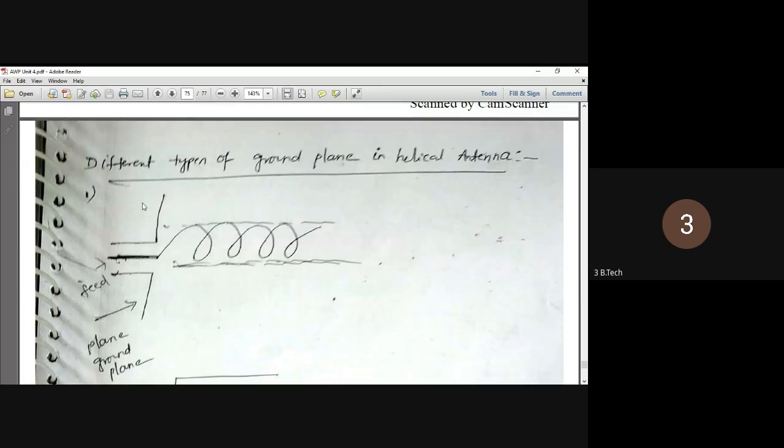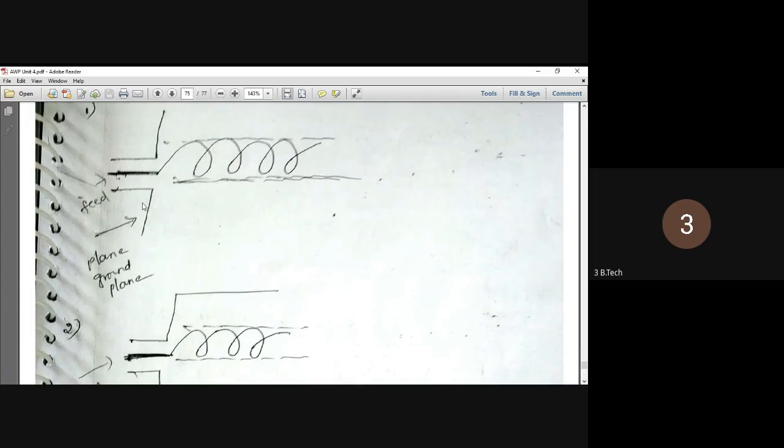Now the continuation is, because in the outer conductor and inner conductor coaxial cable, there are different types of ground plane in helical antenna. So what happens here is, one end is given to a feed. Okay, feed means excitation, feed means energy to the antenna and all. It's a plain ground plane example. This example is plain ground plane. You can see the arrow, plain ground plane.